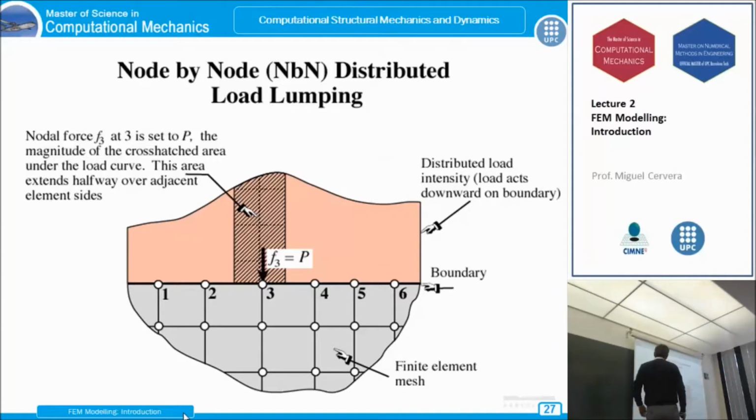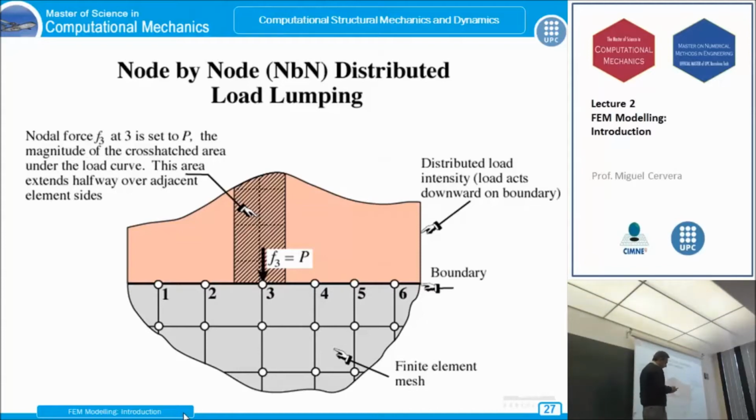Well, there are mainly two ways. One is you do this. This is the node, this is the load. You say, okay, I integrate all this load and I put it on the node. This is what is usually done in many cases, and this is the node-by-node distribution, or node-by-node lumping.